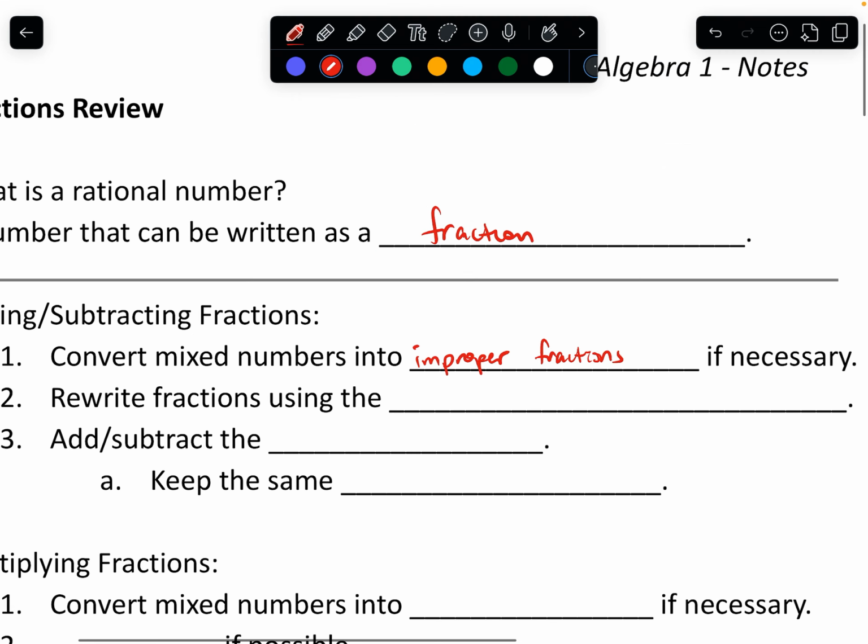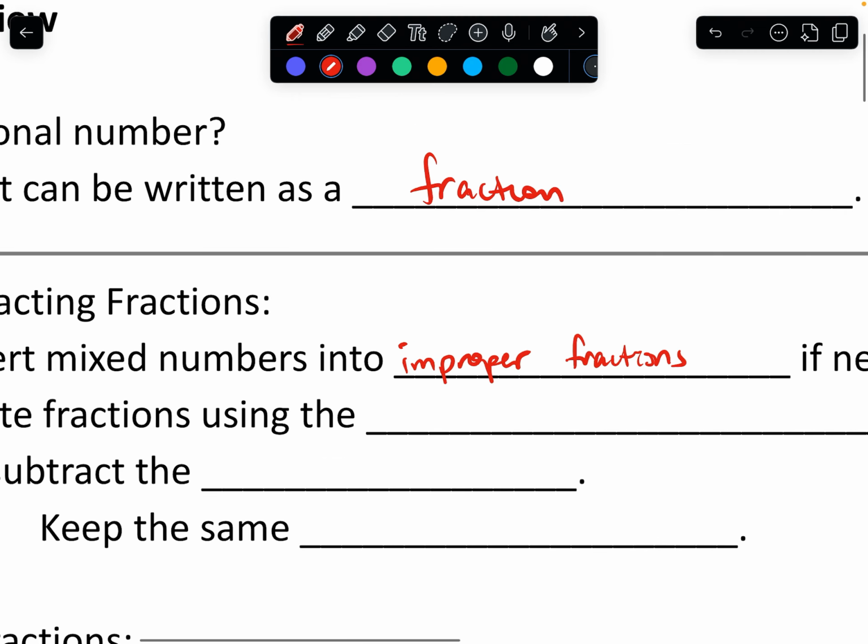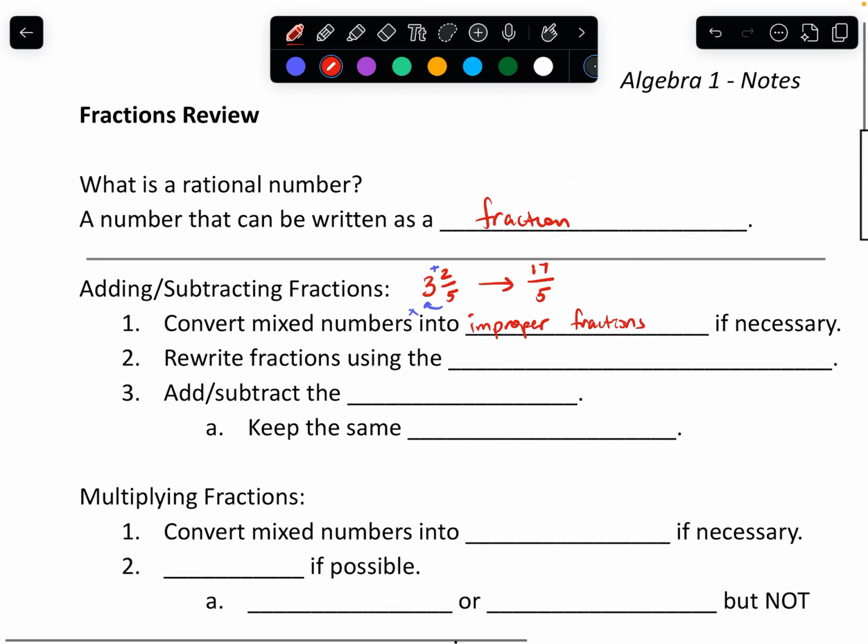For example, we'll do this real quick. Mixed numbers are numbers like 3 and 2 over 5, right? If you're given anything like a mixed number, you have to convert it into an improper fraction. How? Multiply 5 times 3 plus 2. So 5 times 3 plus 2 is 15 plus 2, which is 17. You keep the denominator as 5. So you have to convert these into improper fractions first.